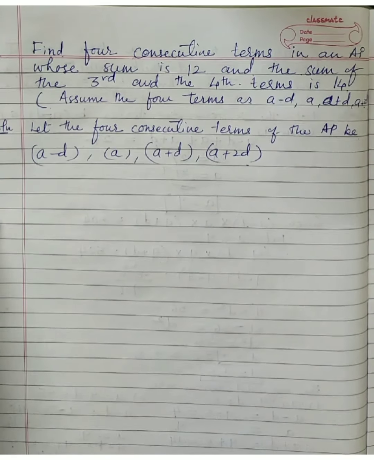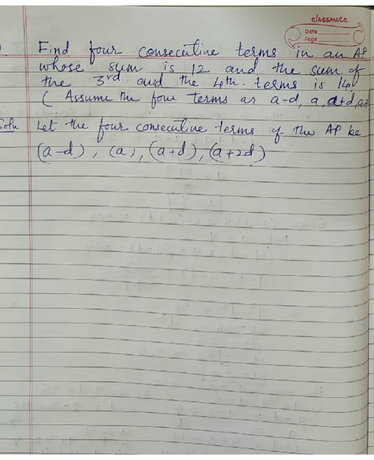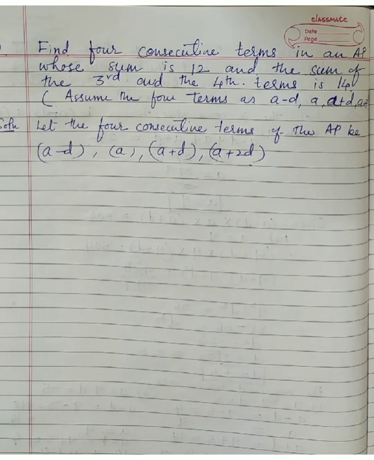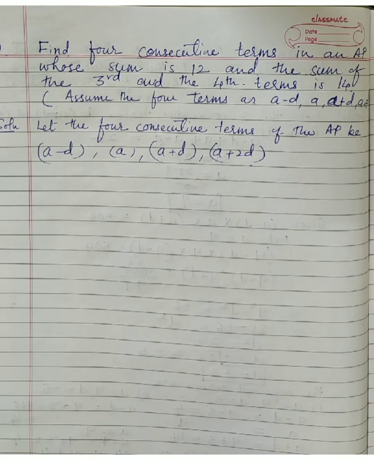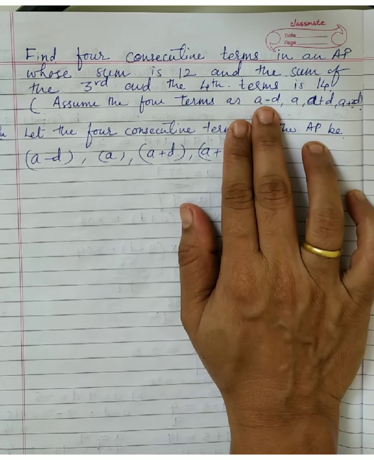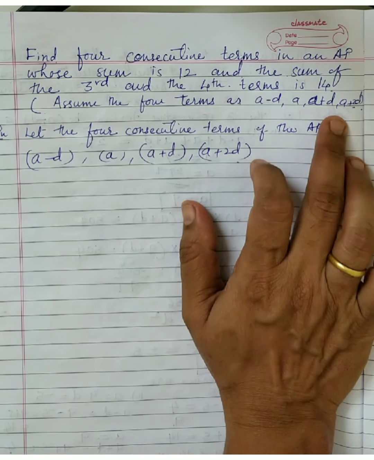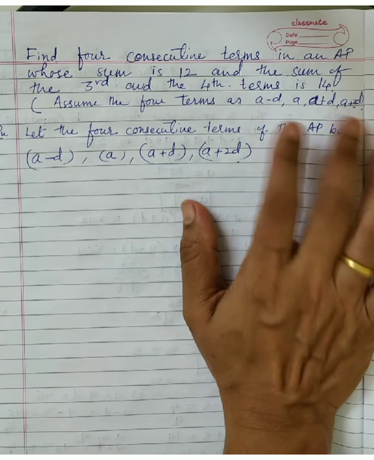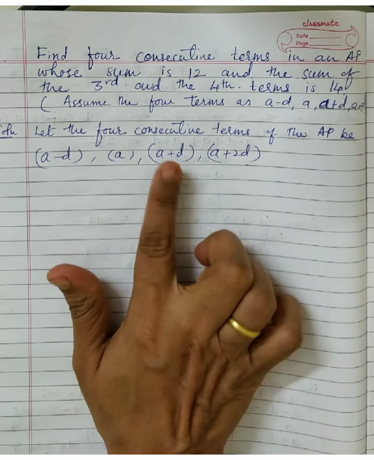Okay. Another question which definitely you will find very easy now because you have understood the previous one. Find 4 consecutive terms in an AP whose sum is 12 and the sum of the third and fourth terms is 14. Assume the 4 terms as a minus d, a, a plus d, and what will be the fourth term now? Just now we have assumed a minus d. So plus d will give you a, plus d will give you a plus d, plus d will give you what? A plus 2d. So as mentioned in the question, compulsorily we have to follow. So I have used this.